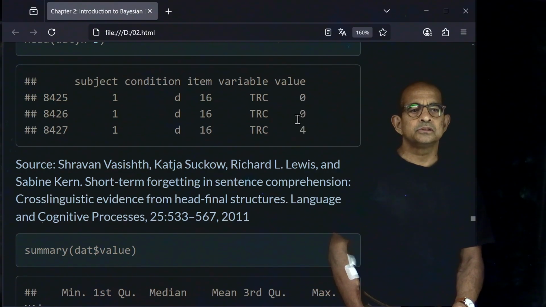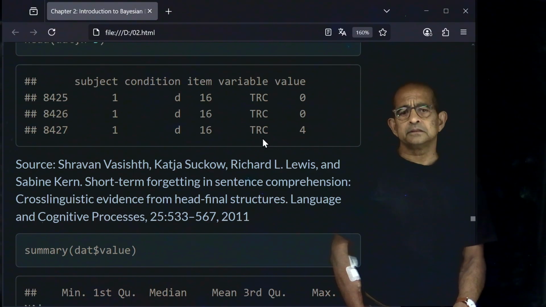So here are the values that show the total counts of regressions at each word in the sentence. The word ID is not provided here, but the item ID tells you that we are looking at a particular word in a particular item, and here are the number of regressions from that particular word in that item read by this particular subject in this condition. So that's what these data look like. Here is 4 regressions, there's 0 in these 2, and so on. Okay, so that's the data.